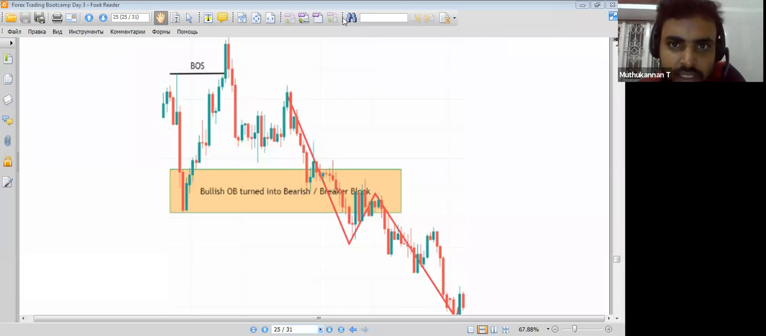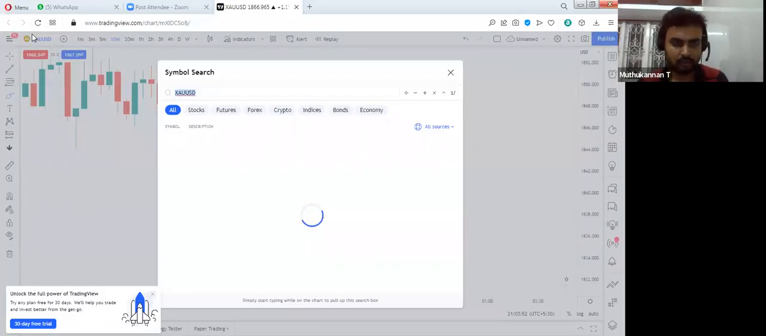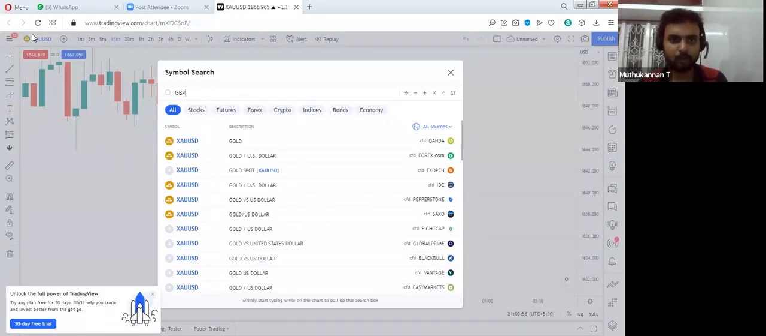Now let's see some examples. Then we'll move to the mitigation block. Let's see it on some different pair. GBP JPY.